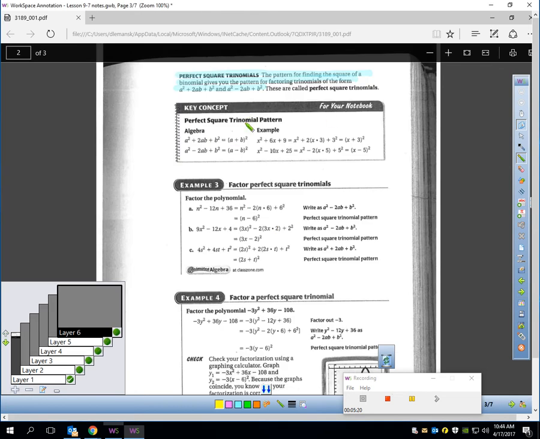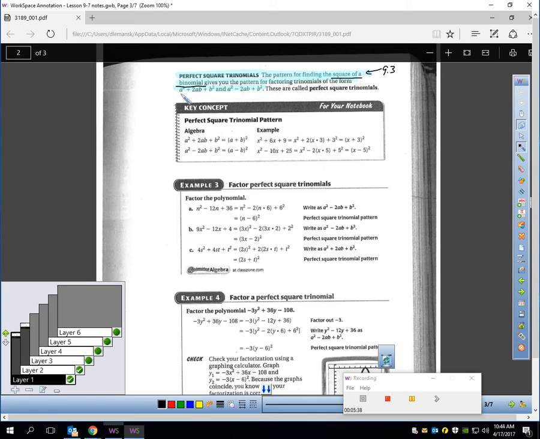There is a second shortcut we're going to learn today. It's called the perfect square trinomial pattern. The pattern for finding the square of a binomial. Now let me underline that, because we learned about squares of binomials back in lesson 9.3. The pattern for finding the square of a binomial gives you the pattern for factoring trinomials of the form.